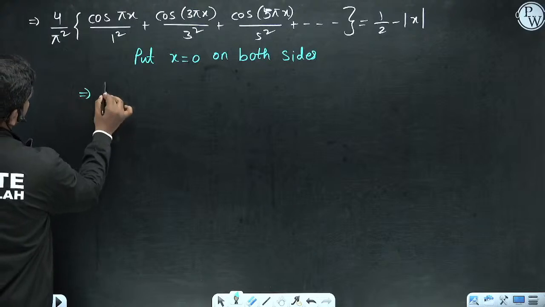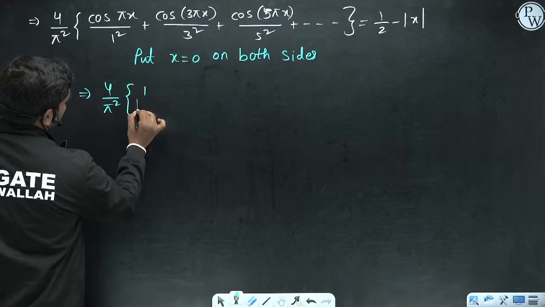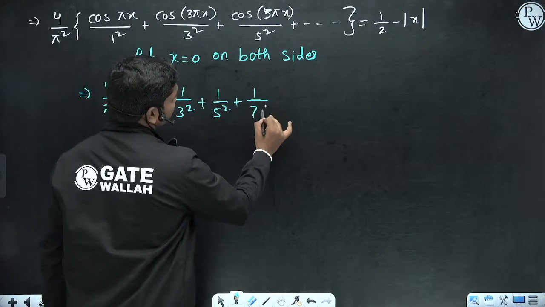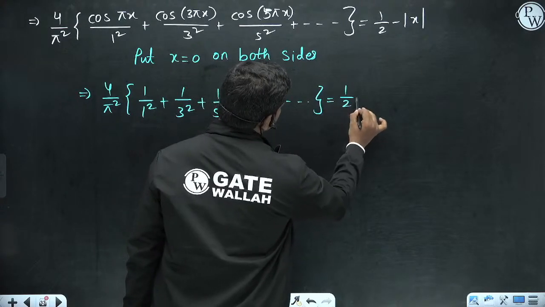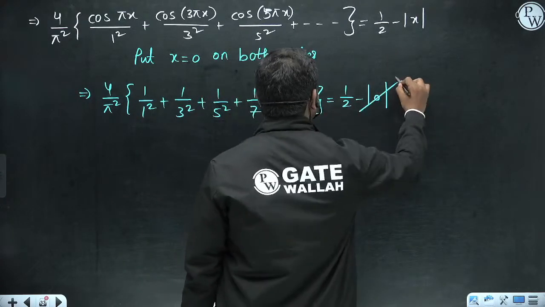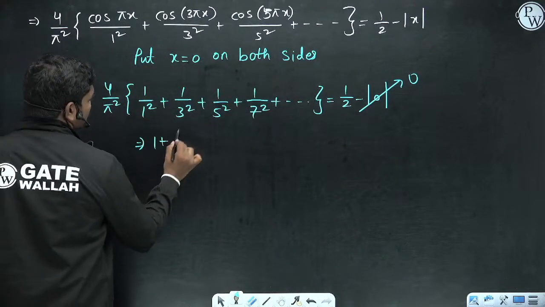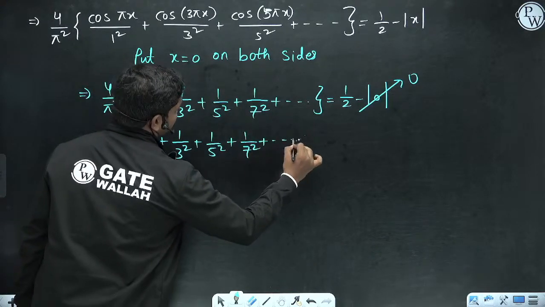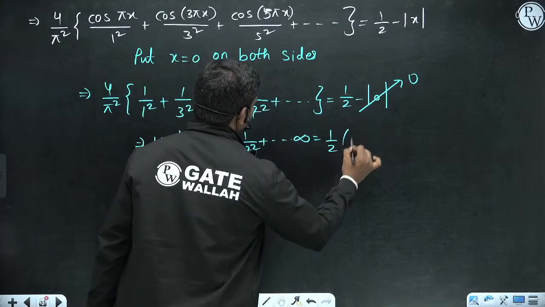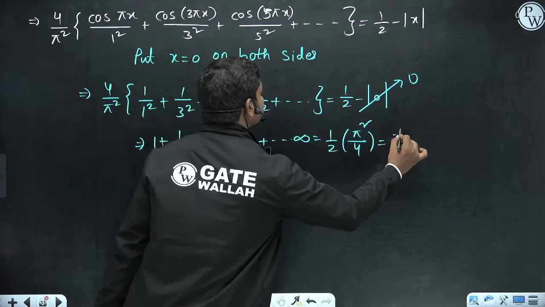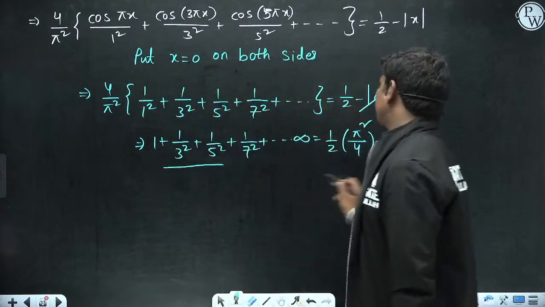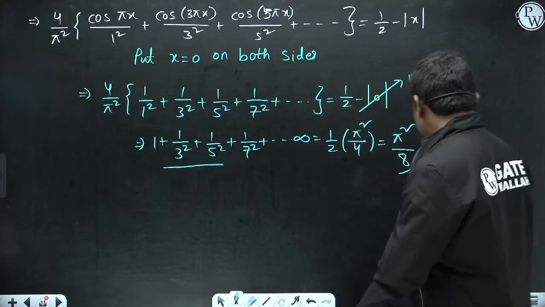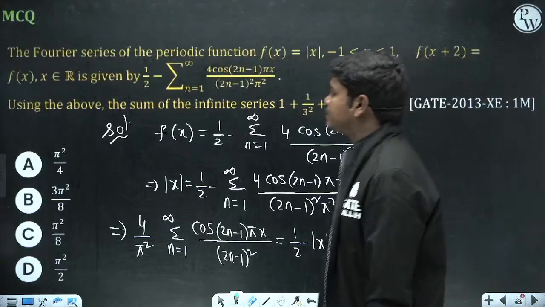So if you put 0, we get 4 by pi square into (1 by 1 square, which is 1, plus 1 by 3 square plus 1 by 5 square plus 1 by 7 square and so on). This will give you half minus magnitude of 0, and mod 0 is 0. So this series, 1 plus 1 by 3 square plus 1 by 5 square and so on, infinitely, is equal to 1 by 2 into pi square by 4. So this is pi square by 8. Yes, 0 is the correct substitution. So pi square by 8 is what you will get here. If you check the options, option C is the correct answer.